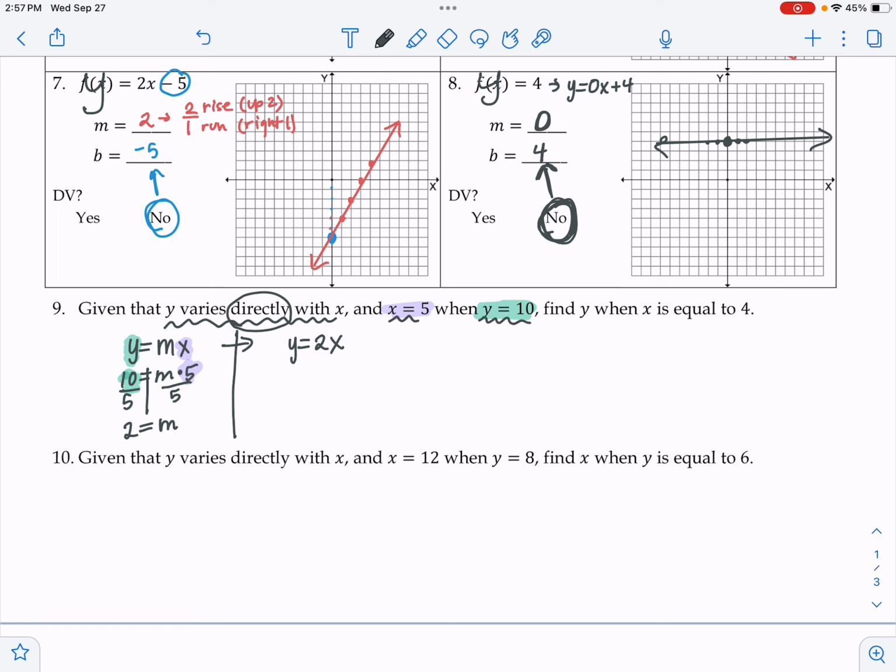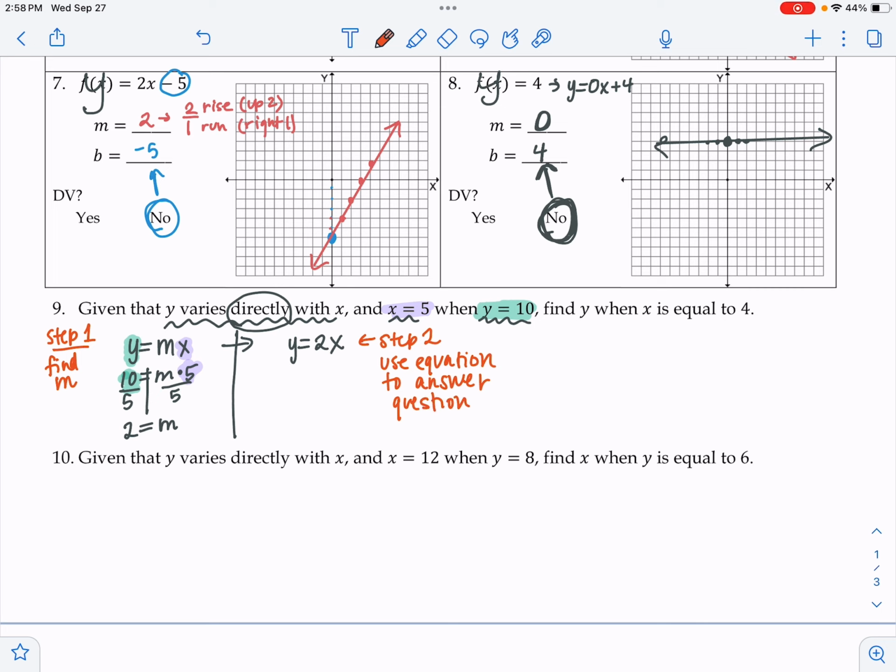Okay, so step 1 is find m, your slope. Step 2 is now you have your equation. You're going to use it to answer the question. So use equation to answer question.